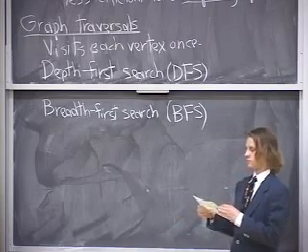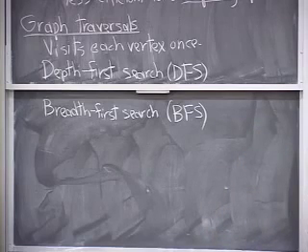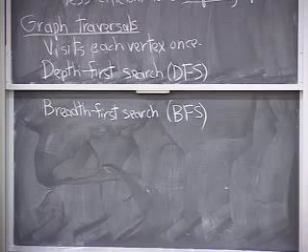If you do depth-first search on a graph that represents a tree, it will do a pre-order tree traversal. If you do breadth-first search on a graph that represents a tree, it'll do a level order tree traversal.